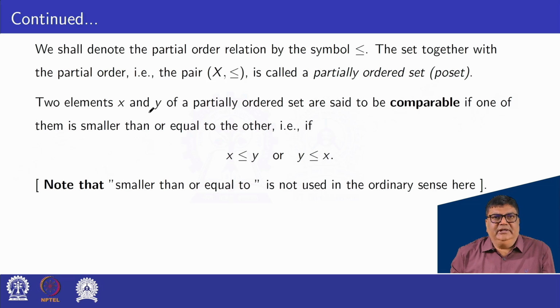Two elements x and y of a partial order set are said to be comparable if one of them is smaller than or equal to the other, that is if x less or equal to y or y less or equal to x. Noting point: smaller than or equal to is not used in the ordinary sense here.